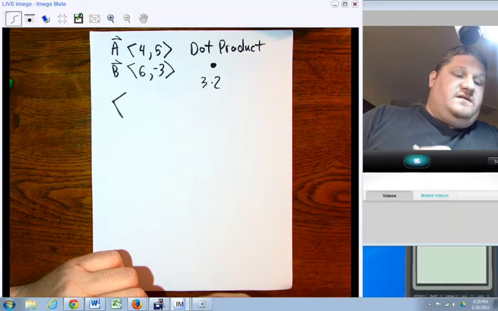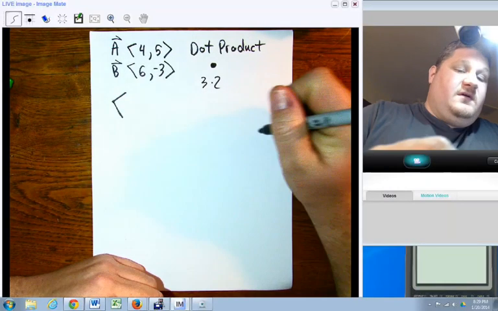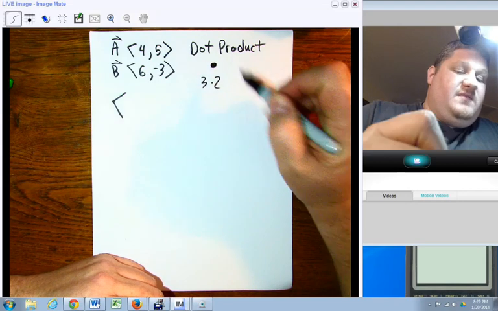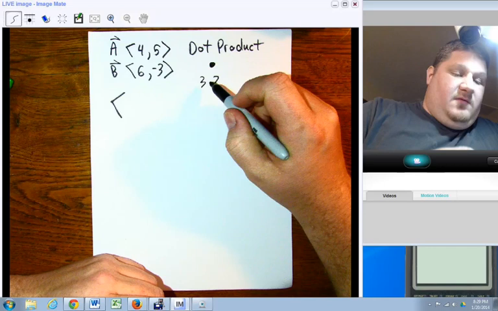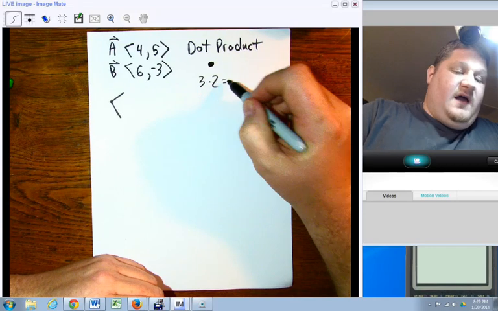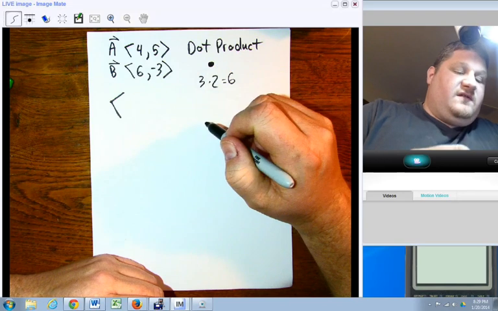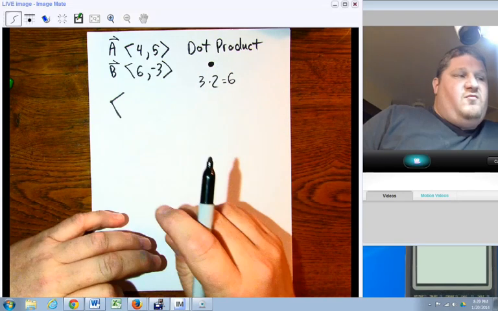Okay, folks, dot products. We have two vectors here. We're going to do a dot product. A dot product, shockingly enough, is a big old dot. Now, we have 3 times 2 that we use in multiplication. We use a small dot. This dot product is going to be similar to multiplication, but somewhat different.